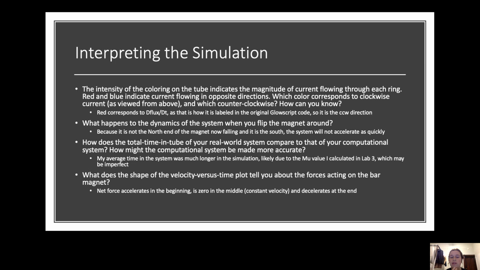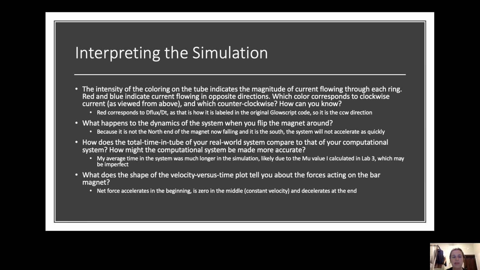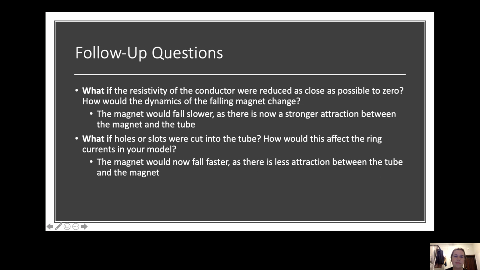And then what does the shape of the velocity versus time plot tell you about the forces acting on the bar magnet? So back here again, you're going to see that a constant velocity in the middle is maintained. So that means that there's no acceleration. And then there's a deceleration here and a deceleration here and then an acceleration. So from this graph, you can surmise that the net force accelerates in the beginning, is 0 in the middle for constant velocity, and decelerates at the end.